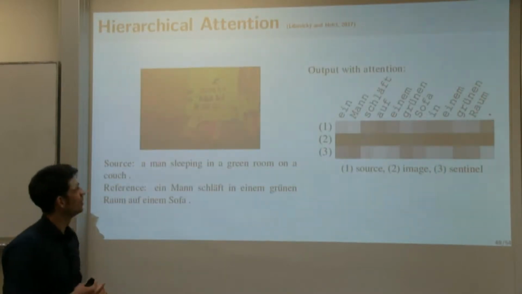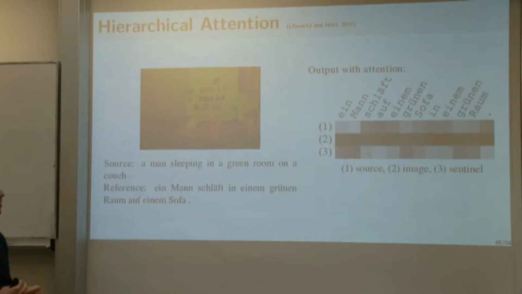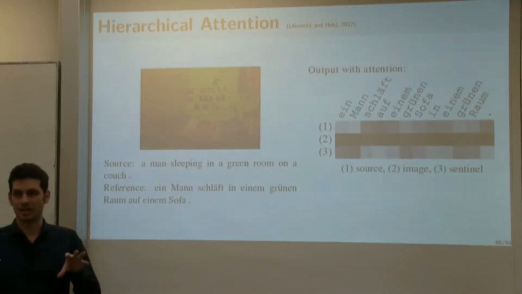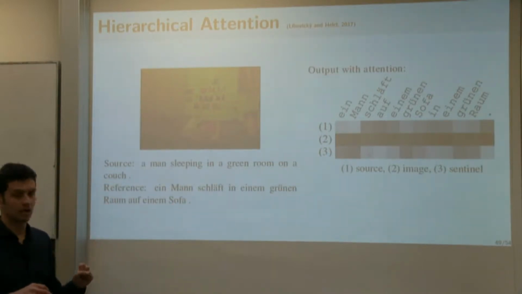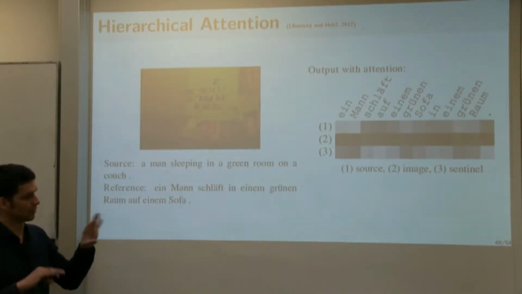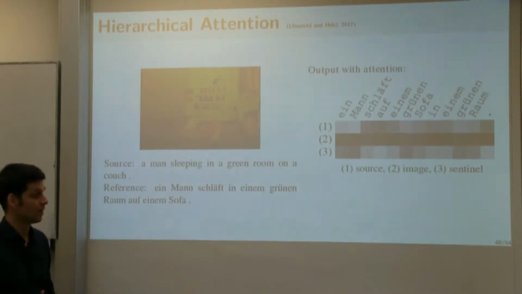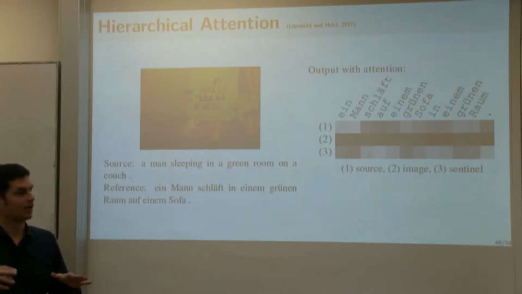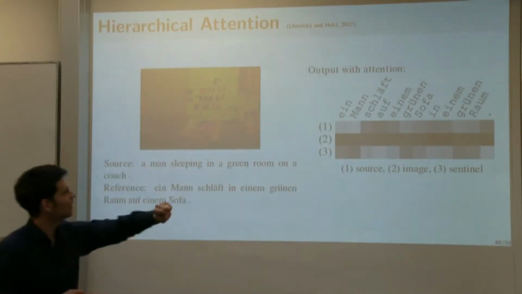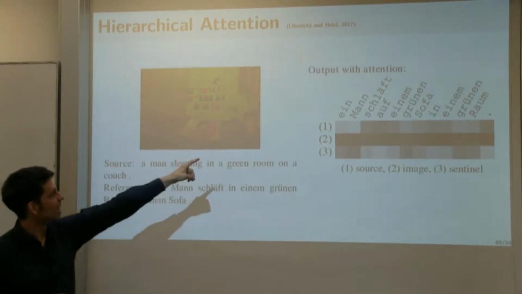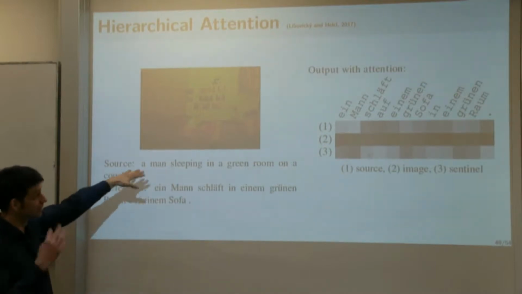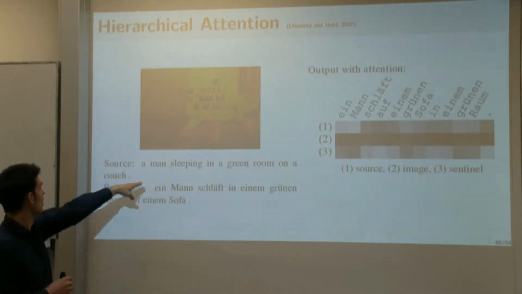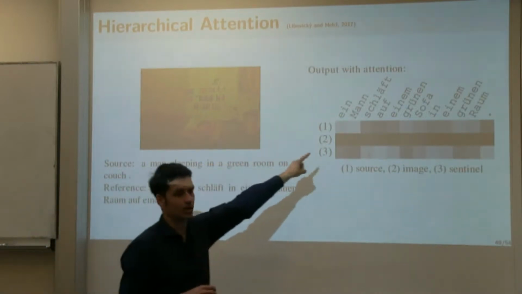This is an illustration from a paper of colleagues of mine, Jindřich Libovický and Helzel, and they combine these two attentions, the attention over the source text and attention over the image, in multiple ways. And the particular setup that was working best for them was called the hierarchical attention. So the hierarchical attention is illustrated here. Here the output of the system is "ein Mann schläft auf einem grünen Sofa in einem grünen Raum". And the input sentence was "a man sleeping in a green room on a couch".